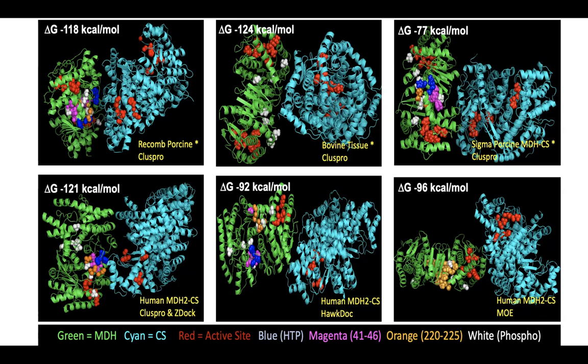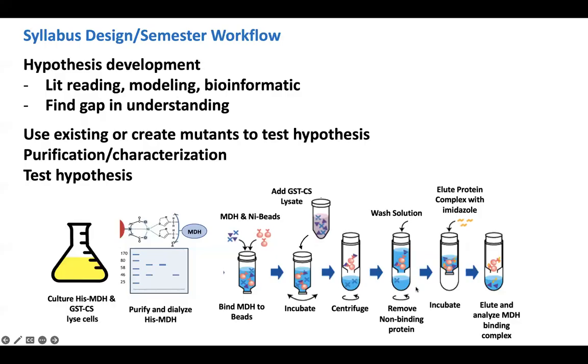When you use human MDH and CS with HawkDock or MO without any limitations, you get, again, different orientations. So take it for what it is, but eventually you've got to start guessing where that interface is and use this to make your priorities. One of the things we need to do is get better pull-down assays. If somebody is good at pull-down assays with weaker affinity proteins, we need to come up with a good, robust plan for doing this in a CURE.